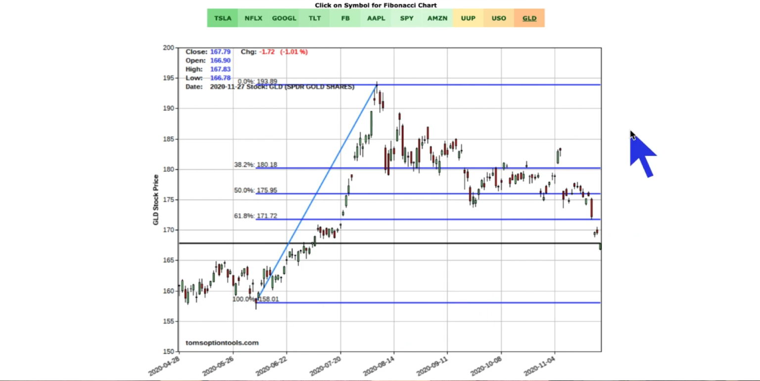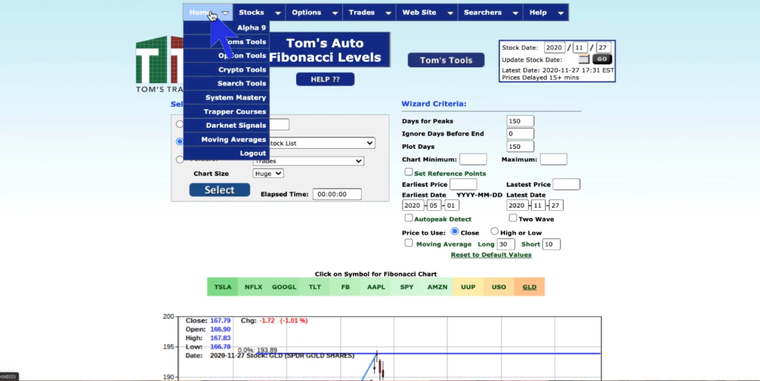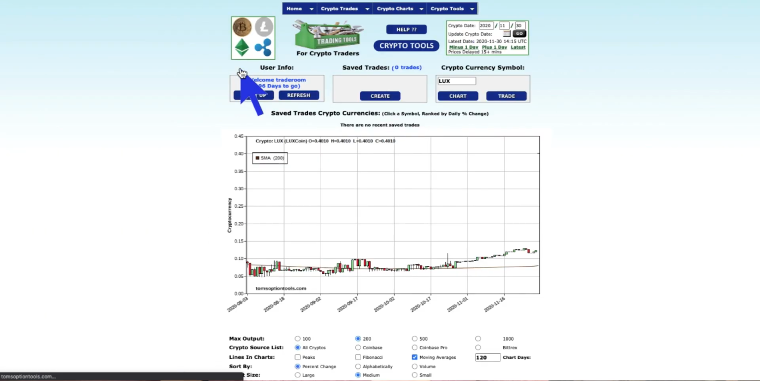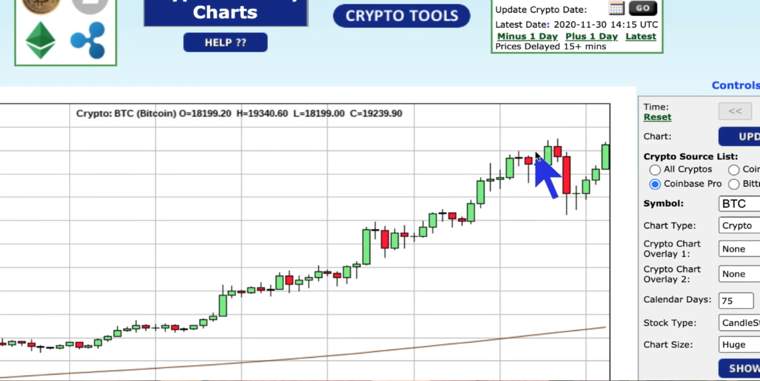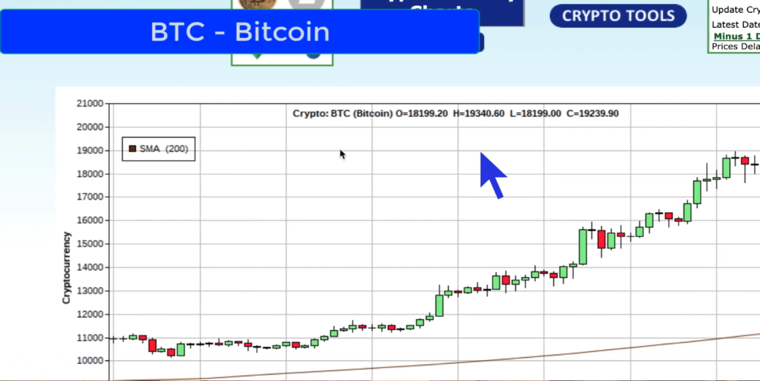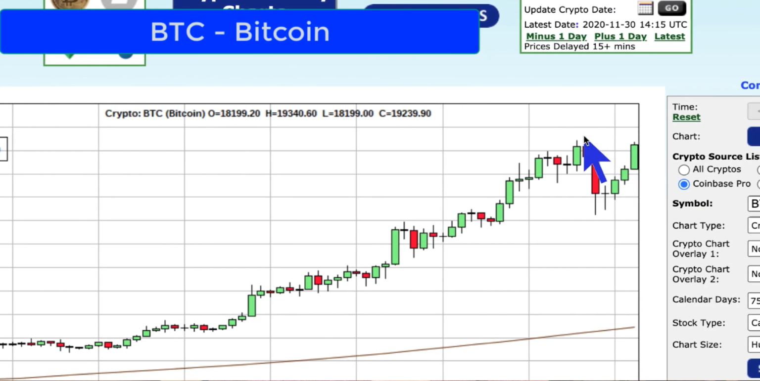So that's stocks, bonds, currencies, commodities. If we were to take a look at the cryptocurrency markets, and I'm going to take a look at it right now, here's what's happening with Bitcoin. As you can see, the highs that occurred back around 19,500.